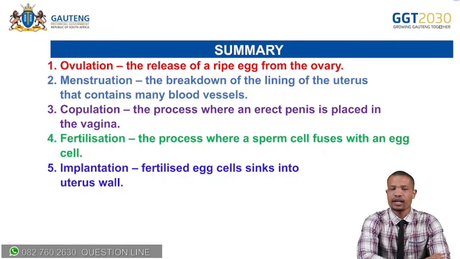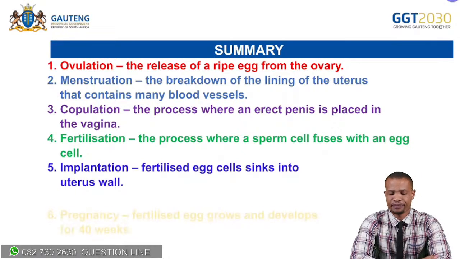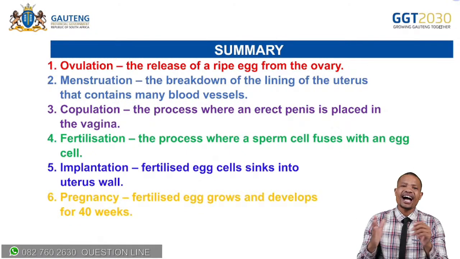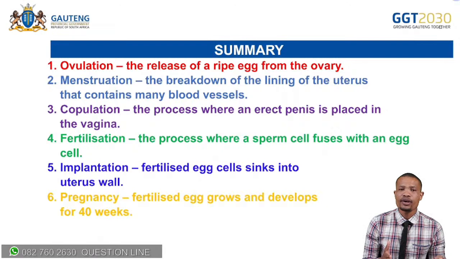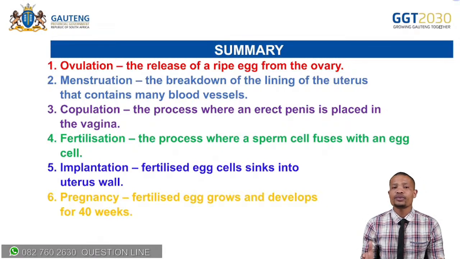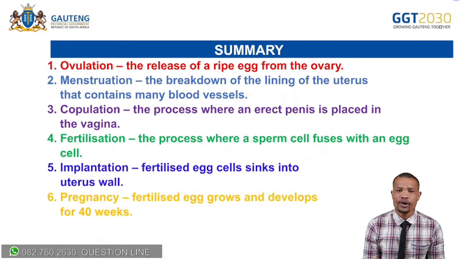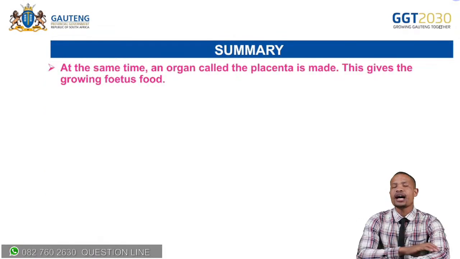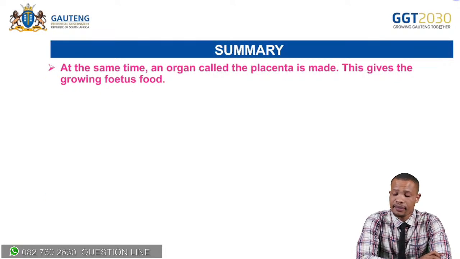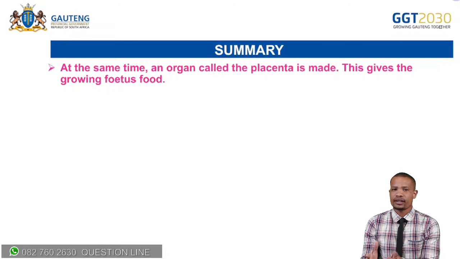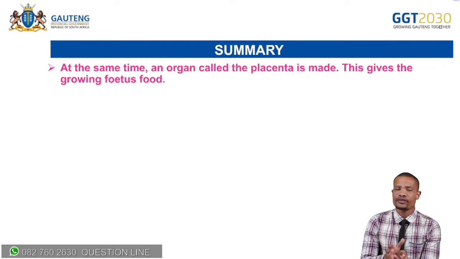Okay, so I hope you understand now all of these things. Then pregnancy is the entire period from the point where fertilization takes place to the point when the baby leaves the body of the woman, or when the baby is born. And this is usually 40 weeks long. At the same time, an organ called the placenta is made. This gives the growing fetus food. Okay, so the placenta is made once the fertilized egg has sunk into the walls of the uterus.